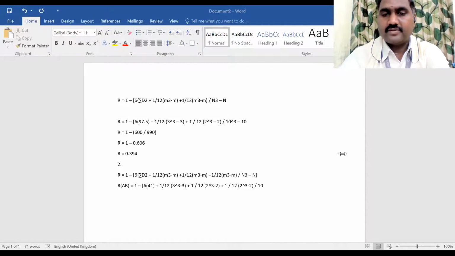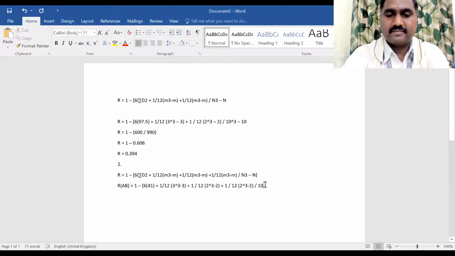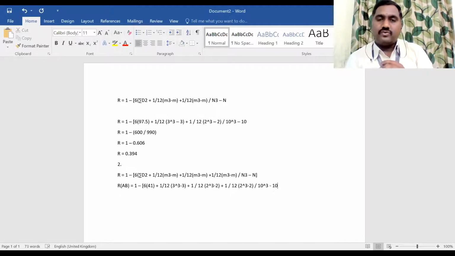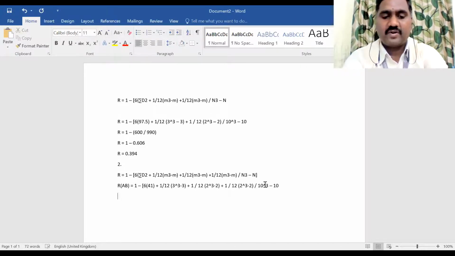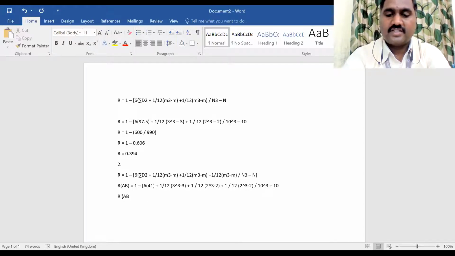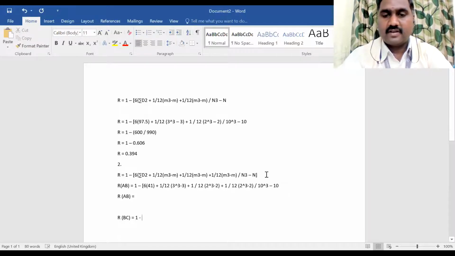10, okay. So 10 power 3 minus 10. Like that you have to do for judge A and B. This is for judge A and B. And judge B and C you have to do. Okay, now first after simplifying, tell me what is the R value for judge A and B. And then the R value for judge B and C will be 1 minus, I'll copy this formula again.